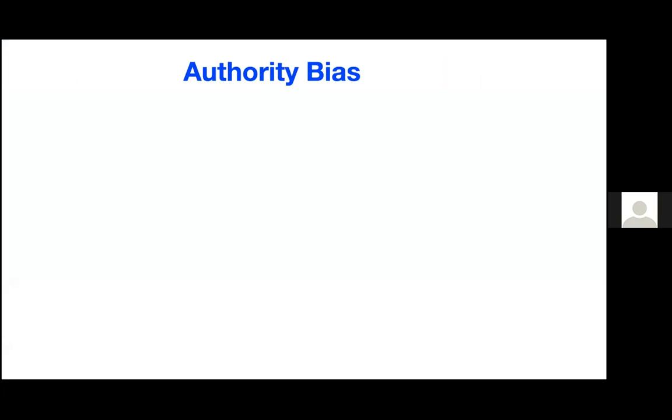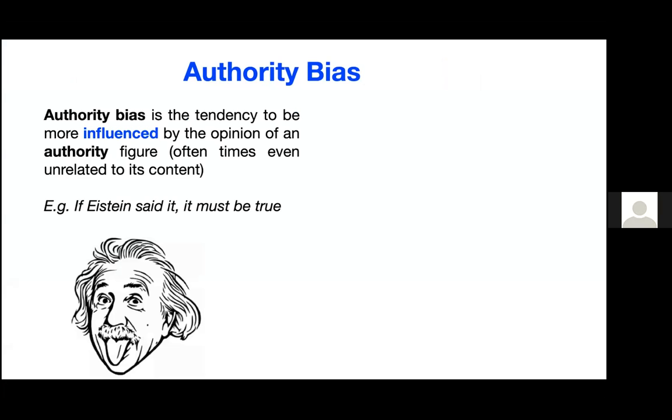The other one is authority bias. Authority bias is the tendency to be more influenced by the opinion of an authority figure, oftentimes even if it's unrelated to his content.